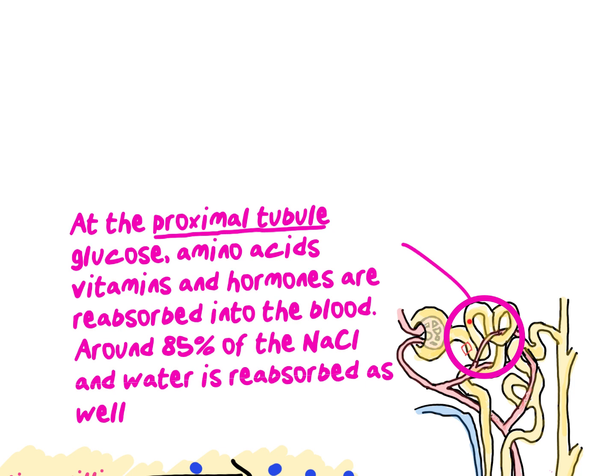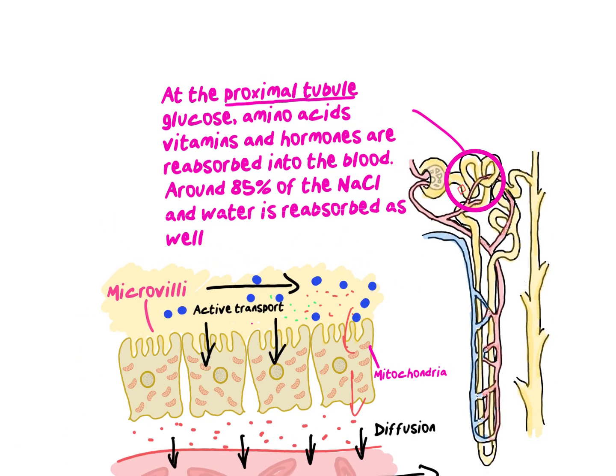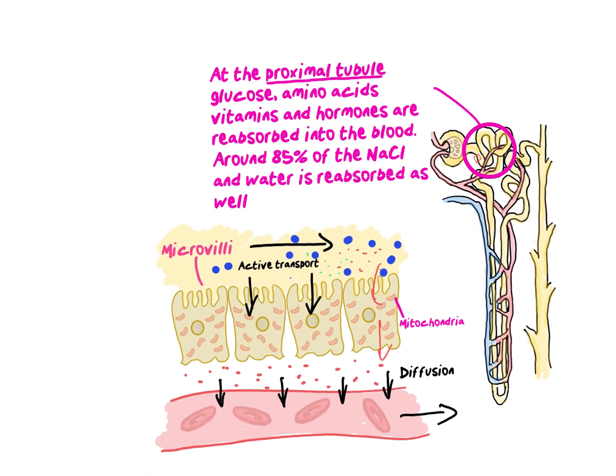So we can see here the proximal convoluted tubule having close connections with the blood vessels, and we're going to be seeing the good stuff, so the amino acids, the hormones, the vitamins being reabsorbed back into the blood. So around 85% of the sodium, chloride, the salts and water is also reabsorbed back into the blood at this point.